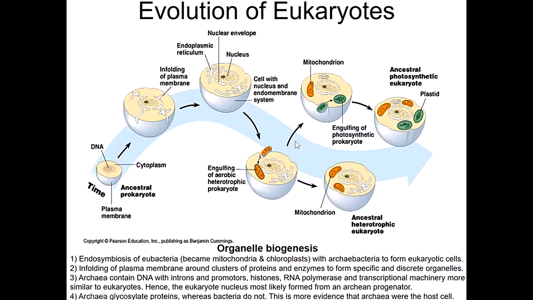So basically, we had the endosymbiosis of a eubacteria, which is one type of prokaryote, with an archaea bacteria to form a eukaryotic cell. Now, the archaea are the other type of prokaryote that you're probably not familiar with. They're pretty much around in a lot of places, but many of them are extremophiles.